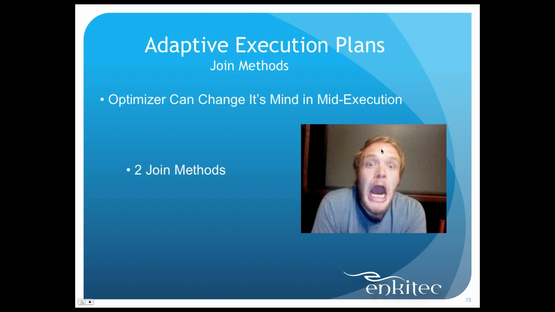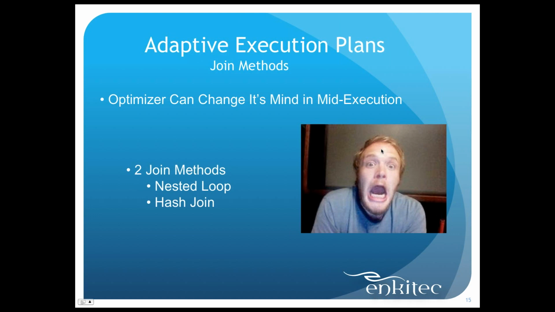So the join methods: how many join methods are available to us in Oracle? Well, there's three. There's nested loops, there's hash joins, and then there's sort merge, and then there are various flavors of those three things. For this first release of 12C, we have two join methods that it can choose between for the adaptive execution plans. So basically it's limited to nested loops and hash joins.